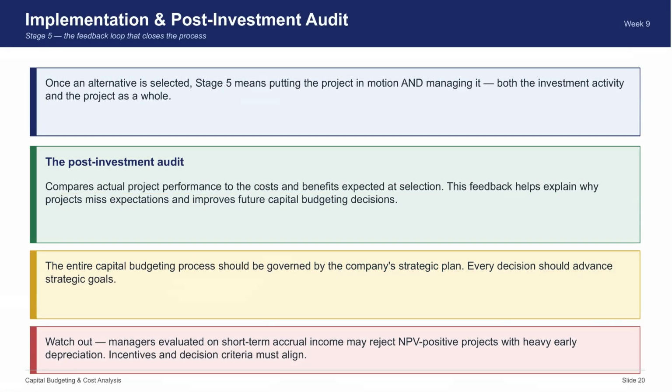Stage 5 kicks off implementation and management of the chosen project, followed by a post-investment audit that compares actual performance against initial expectations. This feedback loop refines future decisions. All actions should align with strategic goals. Beware misaligned incentives. Rewarding short-term accrual income can lead managers to reject NPV-positive projects.